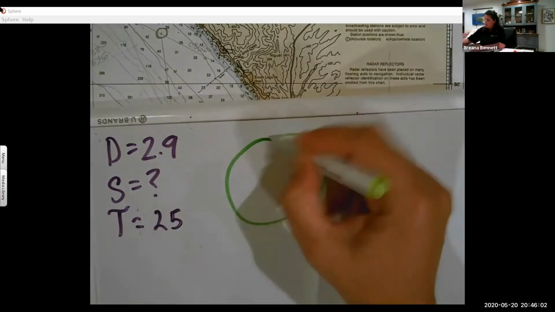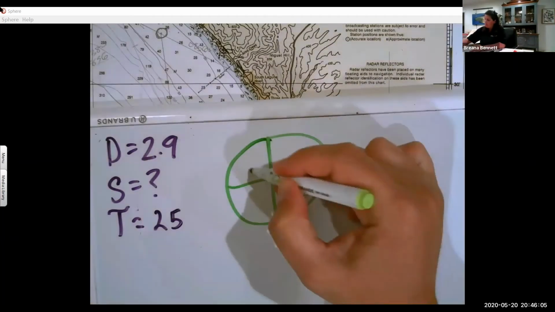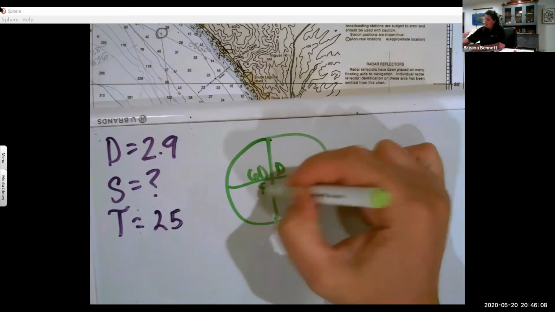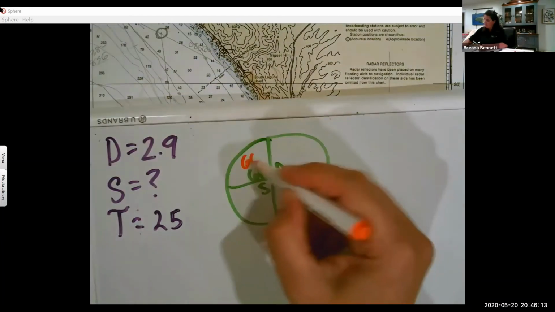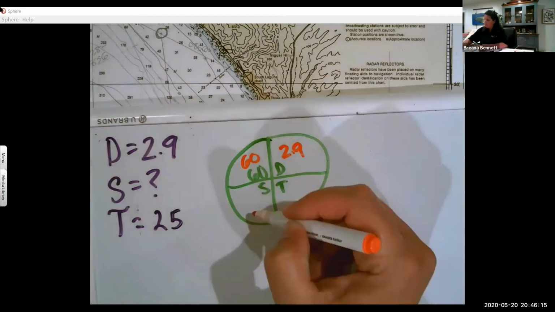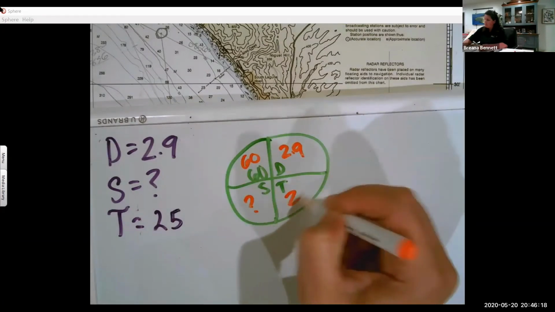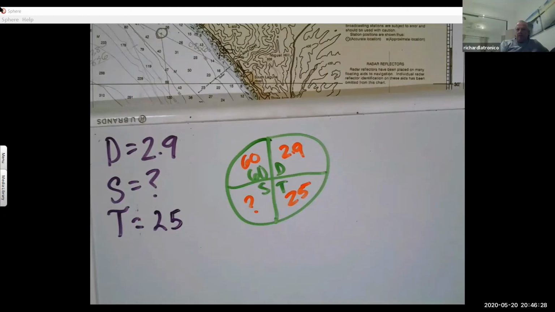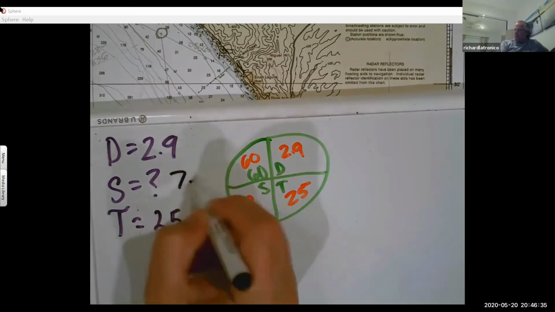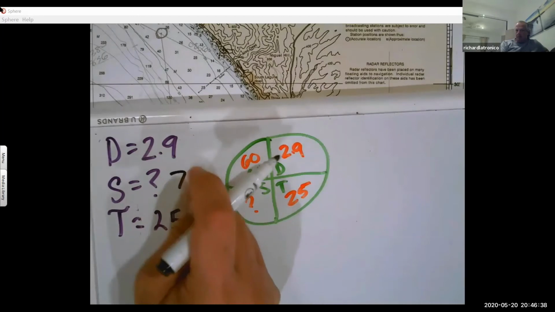Oh, let's do magic. What speed did you get? 7 knots. 7 knots.